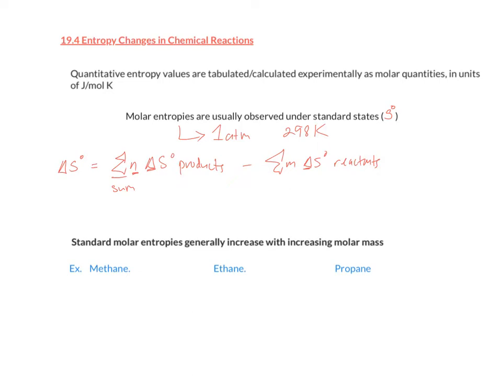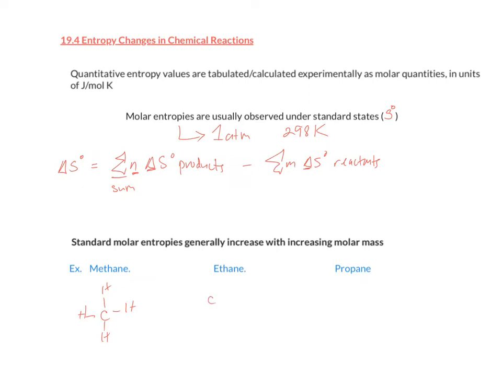So now, below, standard molar entropies generally increase with increasing molar mass. So things become more disordered or more random the larger the molar mass is, which means the larger the substance. So for example, methane has that chemical structure. Clearly we can see what that looks like.